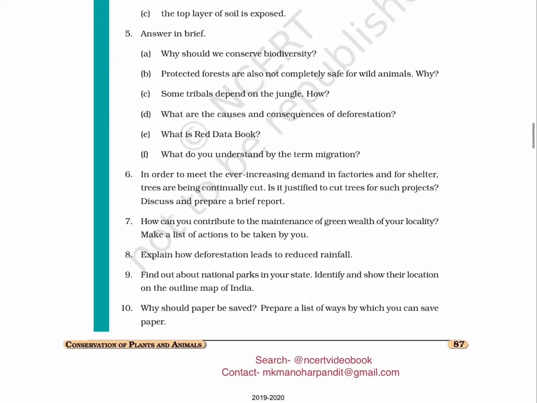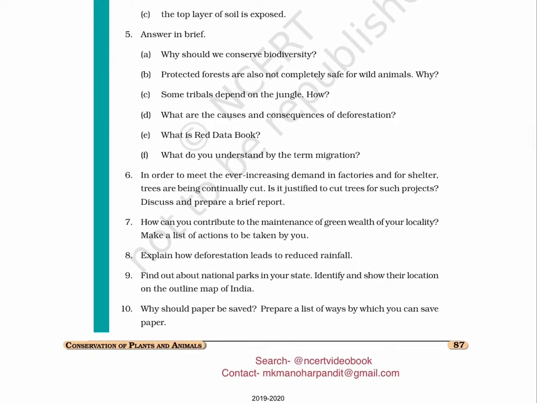Fifth, answer in brief. A. Why should we conserve biodiversity? B. Protected forests are also not completely safe for wild animals. Why? C. Some tribals depend on the jungle. How? D. What are the causes and consequences of deforestation? E. What is Red Data Book? F. What do you understand by the term migration?